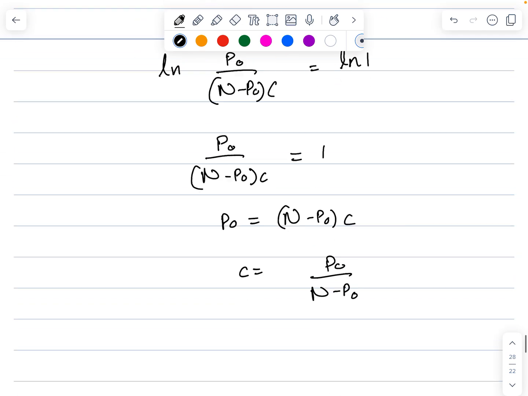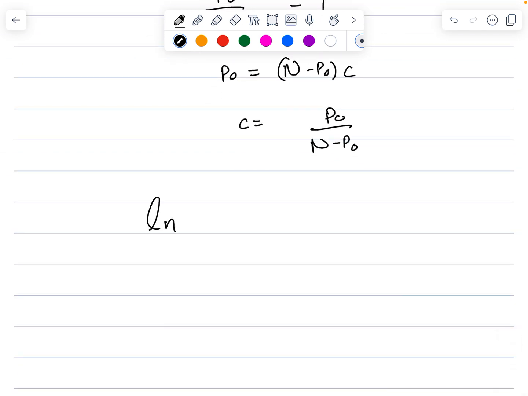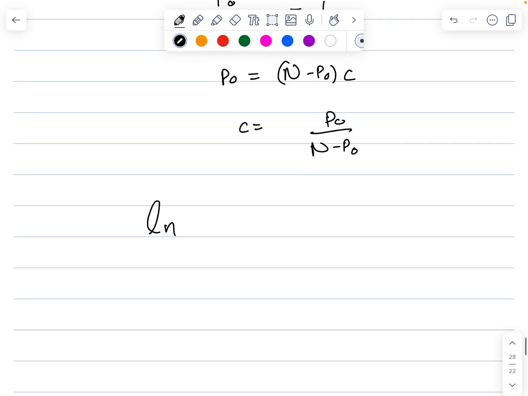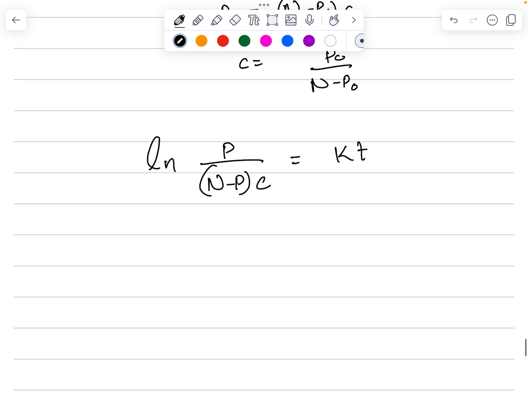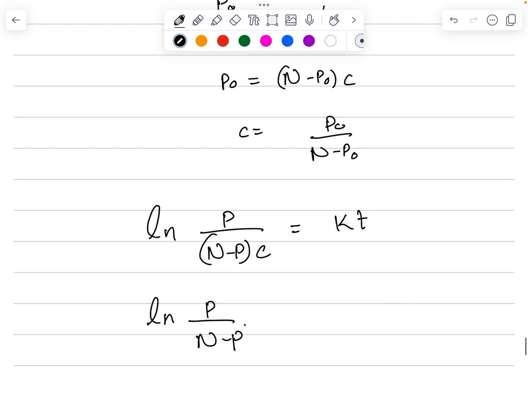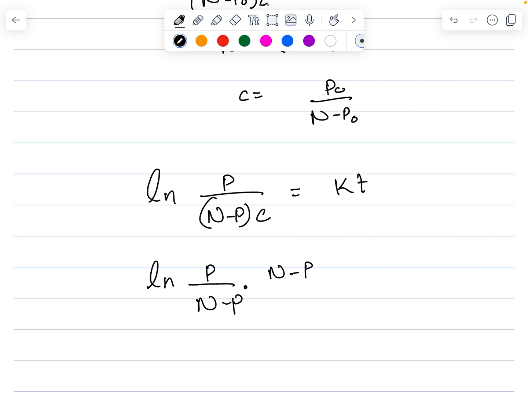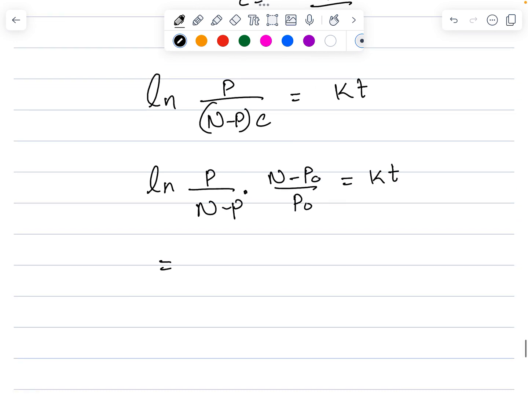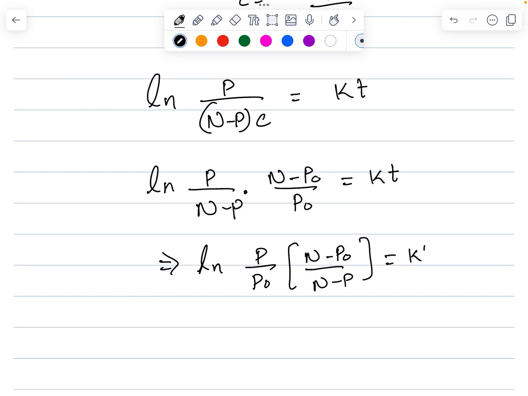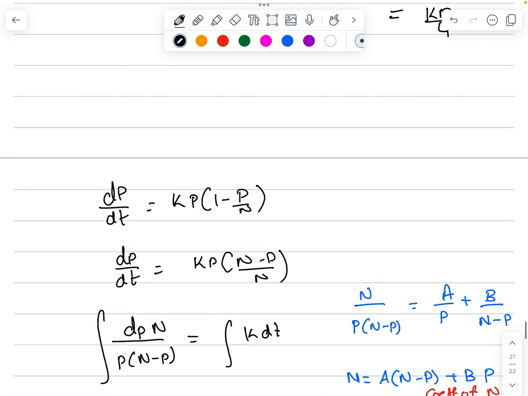So what's going to be the answer now? I got the value of C. So ln of P upon (N - P) times C equals kt. Substitute the value of C over there. ln of P upon (N - P) times the fraction, which is in the denominator so it becomes reciprocal, so it becomes (N - P naught) by P naught equals kt. I think that is all that was asked. If at all we write in proper order, P upon P naught times (N - P naught) by (N - P) equals kt.